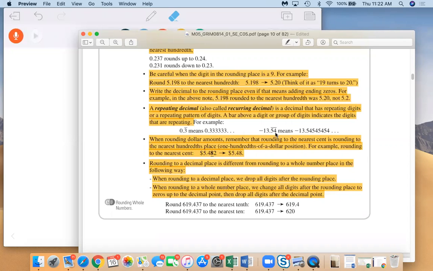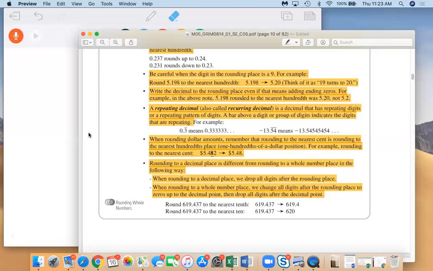Negative 3.54 means negative 3.545454. Notice the bar is over both digits here. When rounding dollar amounts, remember that rounding to the nearest cent is rounding to the nearest hundredths place. This is important because I have seen people mess this up in other semesters. If it ever says round to the nearest cent, you need to have 2 decimal places after that decimal point.